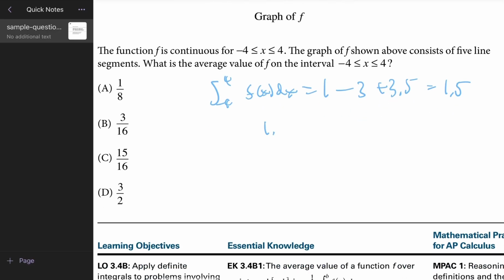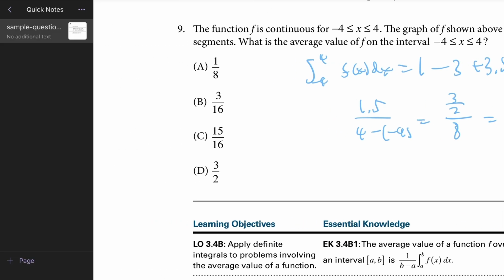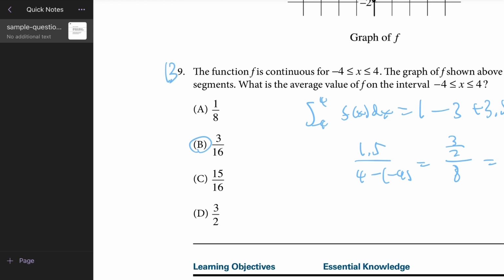And this has to be divided by 4 minus negative 4. And so this is 3 over 2 divided by 8. And our answer is 3 over 16, which means the answer choice B is correct.